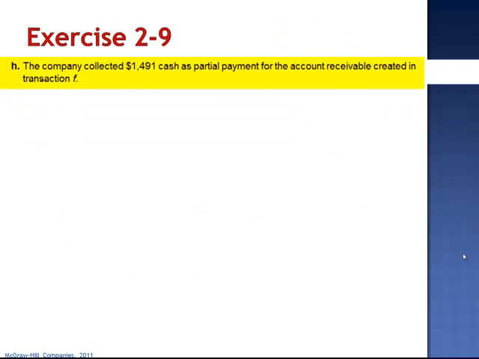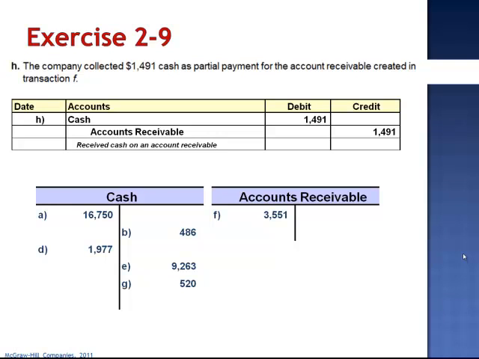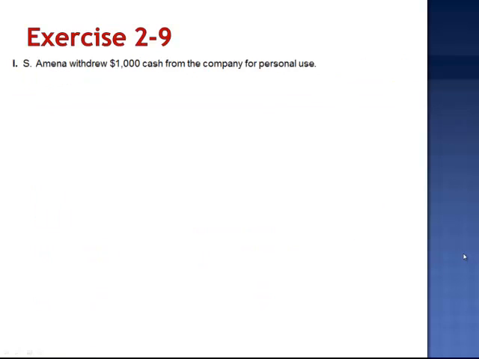Letter H. The company collected $1,491 cash as partial payment for the account receivable created in Transaction F. Debit cash $1,491 and credit accounts receivable. We post to the T account, debiting cash and crediting accounts receivable.